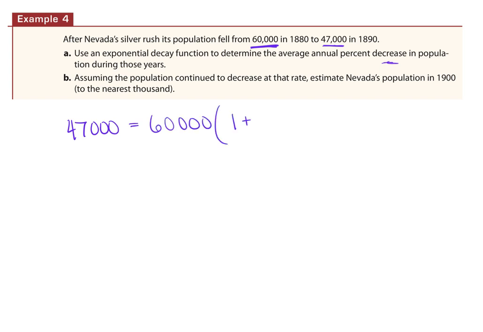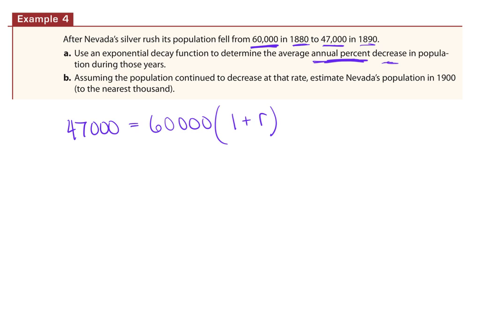We do not know the rate. They are actually asking for the annual percentage decrease, all right? So my rate is actually going to be a negative number when it's all said and done. We do know how many years. It went from 1880 to 1890.